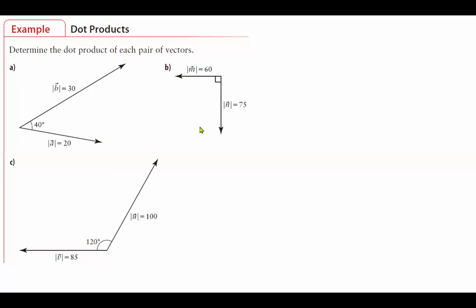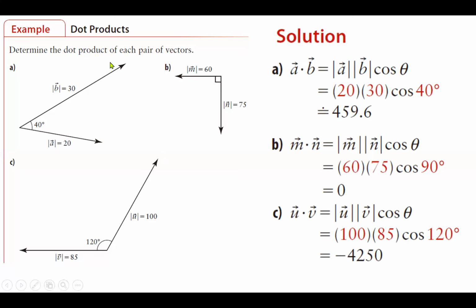Okay, have you finished? Okay, let's have a look at the solution together. So according to the definition of dot product of two vectors, in question A, dot product with B equals the magnitude of A times magnitude of B times cosine theta. Theta is the angle between A and B. So substitute all the values in. That gives us the dot product of A and B is approximately 459.6.